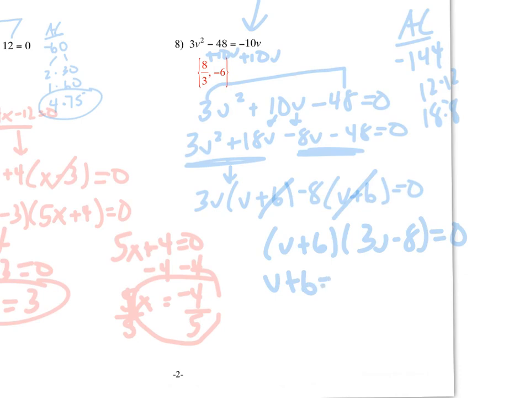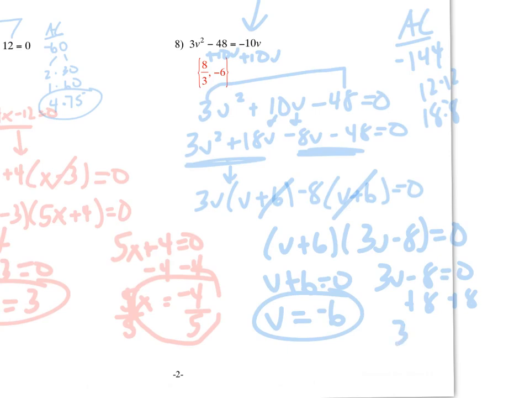v plus 6 equals 0, and 3v minus 8 equals 0. Obviously, you're going to subtract on that one. You're going to get v equals negative 6. This one, you're going to have to add 8, and then divide out the 3. And as you can see, our answers match at the top.